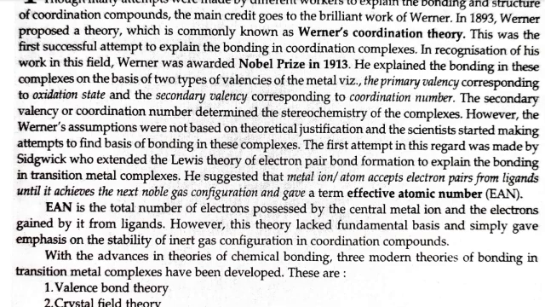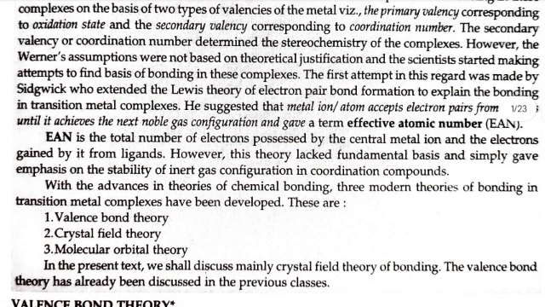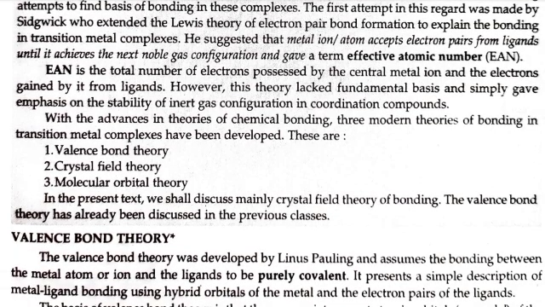Effective atomic number is the total number of electrons possessed by the central metal ion and the electrons gained by it from ligands. However, this theory lacked a fundamental basis and simply gave emphasis to the stability of inert gas configuration in coordination compounds. With the advances in theories of chemical bonding, three modern theories of bonding in transition metal complexes have been developed. These are valence bond theory, crystal field theory, and molecular orbital theory. In the present text, we shall discuss mainly the crystal field theory of bonding.